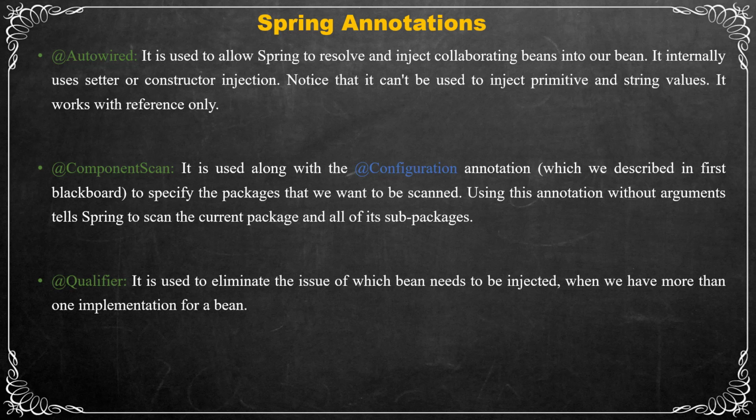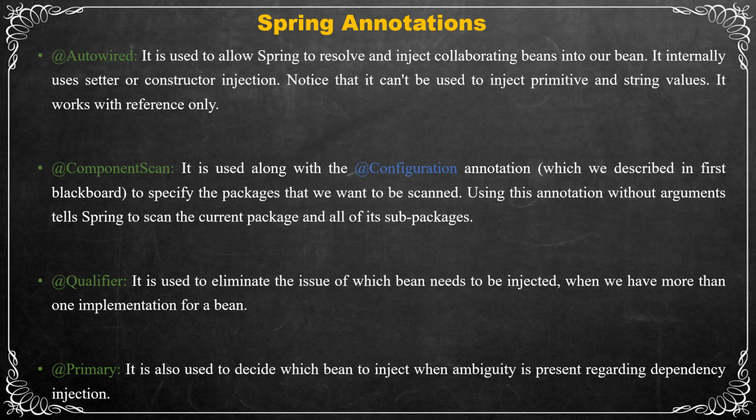Qualifier annotation is used to eliminate the issue of which bean needs to be injected when we have more than one implementation for a bean. Primary annotation is also used to decide which bean to inject when ambiguity is present regarding dependency injection.